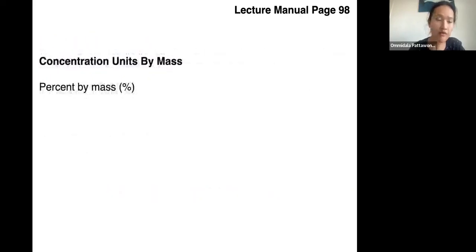Many of you might be familiar with the concentration units by mass already. For example, percent by mass, which is going to describe the amount in grams of solute divided by the total amount of the solution, right? Grams of solution, which is coming from the solute and solvent, right? And then multiply by 100.